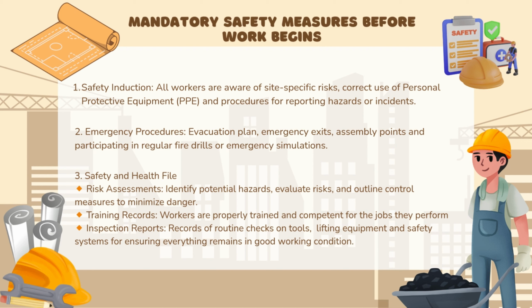Number three, the safety and health risk assessment. This identifies potential hazards, evaluates risk, and outlines control measures to minimize danger. Number two, training records. These logs show that workers are properly trained and competent for the jobs they perform. Number three, inspection reports. These are records of routine checks on tools, scaffolding, lifting equipment, and safety systems for ensuring everything remains in good working condition.